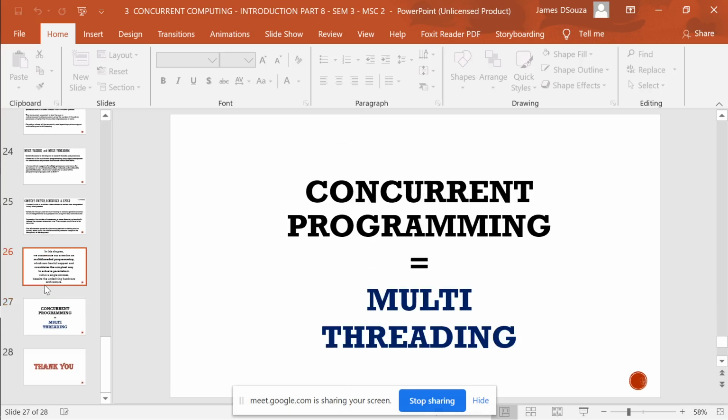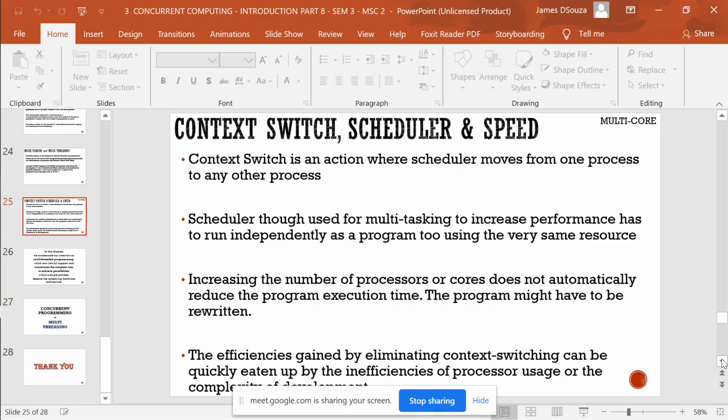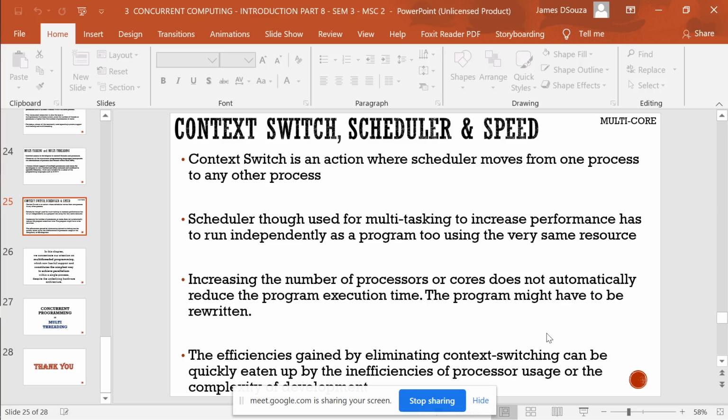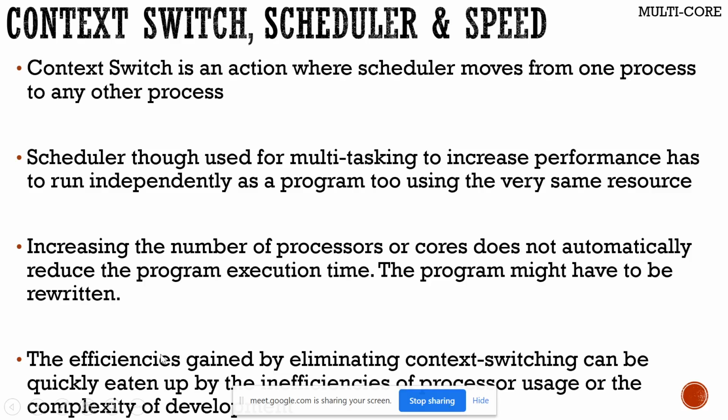Somewhere one of the slides said context switching. This last line, where it is, yeah, it says the efficiencies gained by eliminating, okay, you need to eliminate context switching, can be quickly eaten up by the inefficiency of the processor usage. So even if you have a very good processor with so many cores, but if you have not programmed in a way where there is less context switching, your program is inefficient. It is not using the maximum power of the processor.